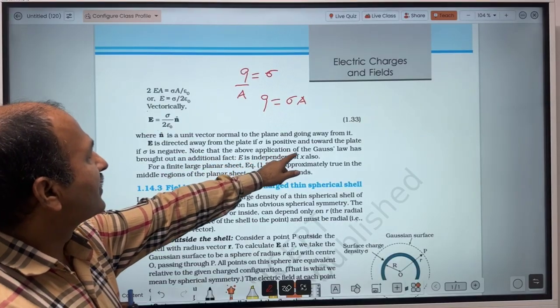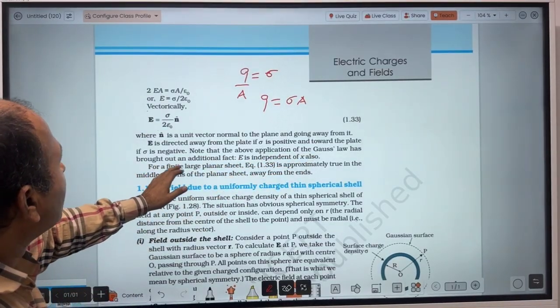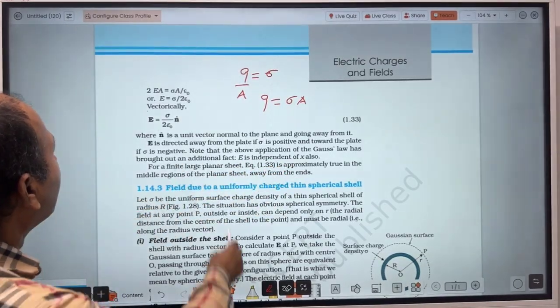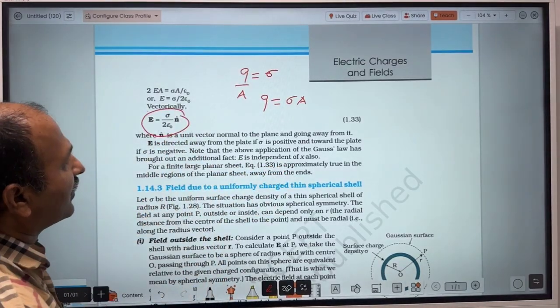Note that the above application of Gauss law has brought out an additional fact, that E is independent of x also. Here the x term is not involved.